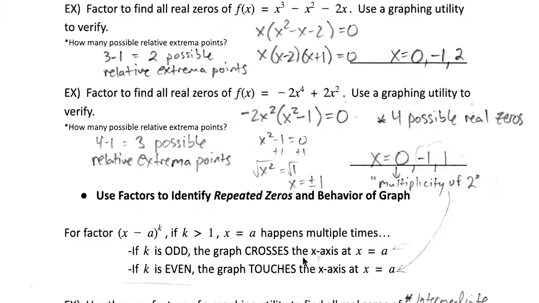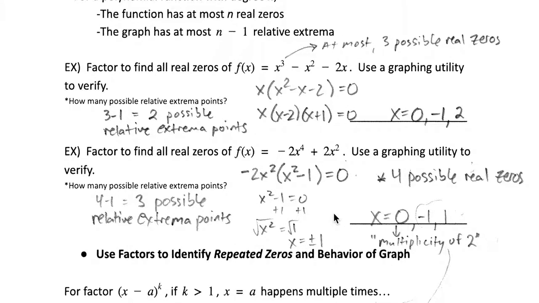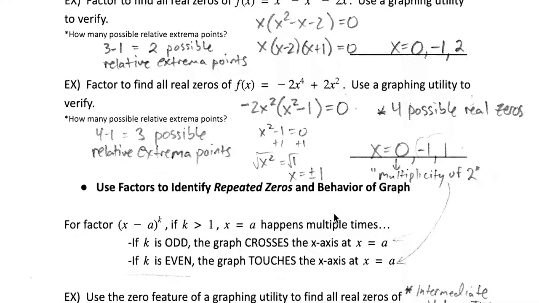meaning that the graph is going to cross the x-axis at those points. And then our third and fourth zero is occurring at 0, and because that's a multiplicity of 2, our graph is just touching the x-axis. So a lot going on there with our zeros and the graphs as they behave around them.